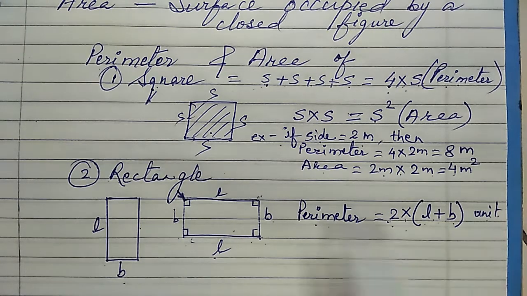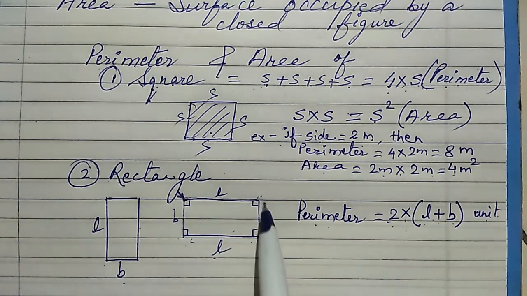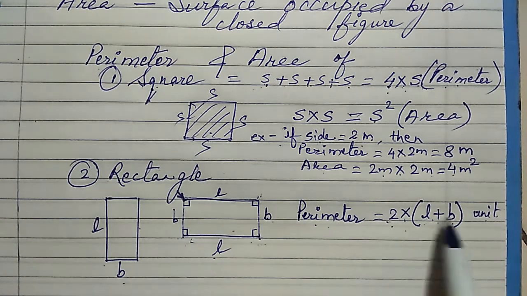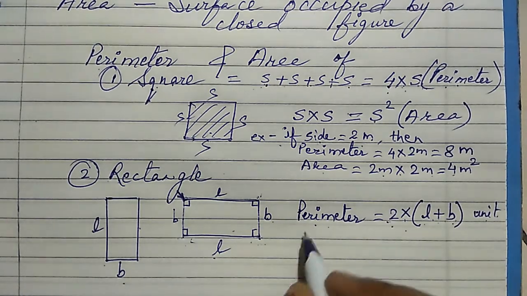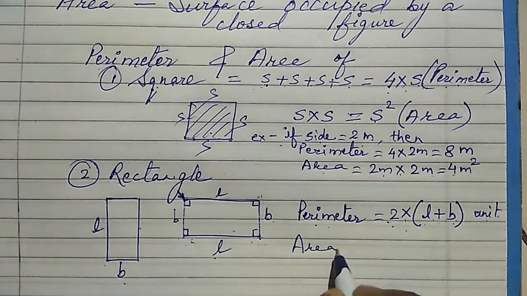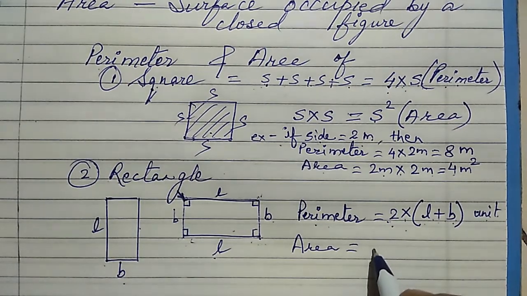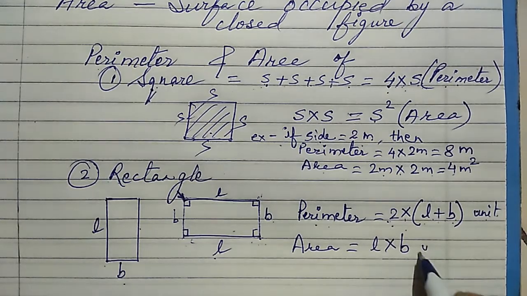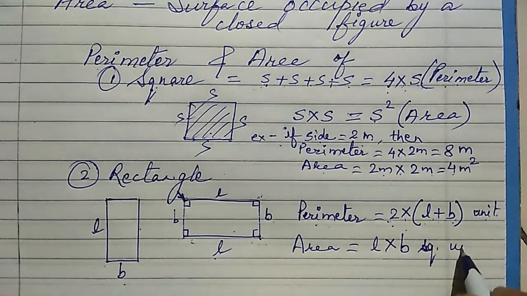कैसे find out करते हैं? We just add all the sides L plus B plus L plus B. So it is 2 times L plus B. Now, if I have to find the area of the rectangle, how to find that? So it is L multiply B and the unit will be square unit.